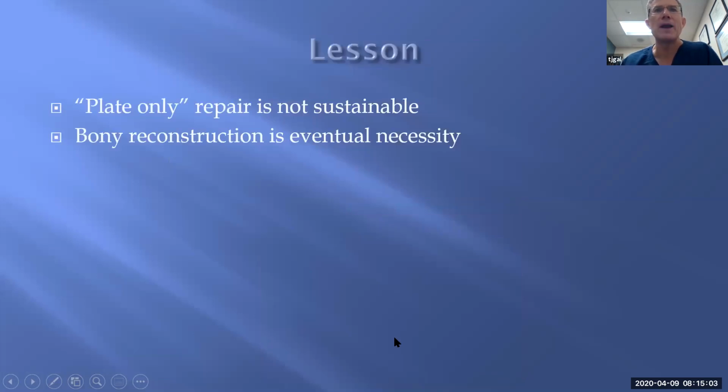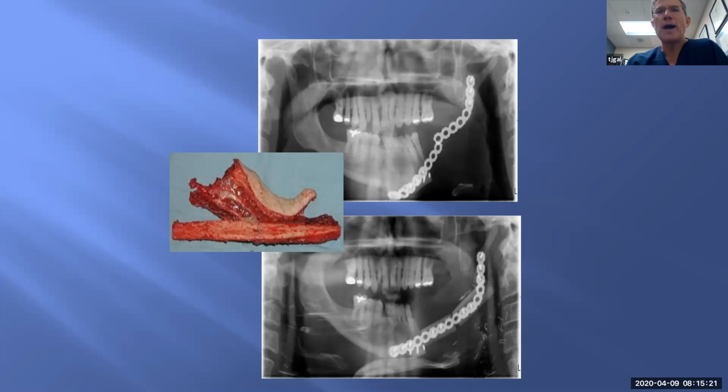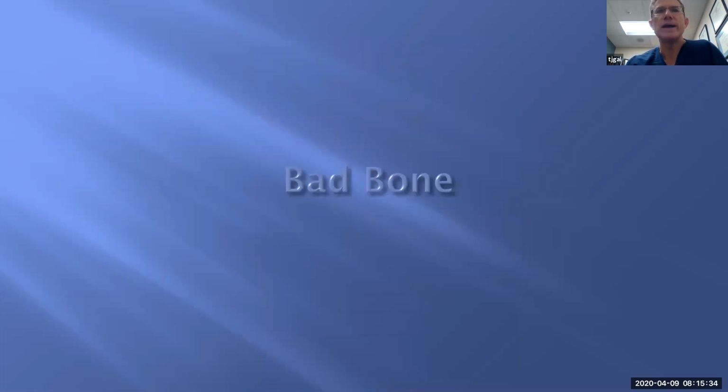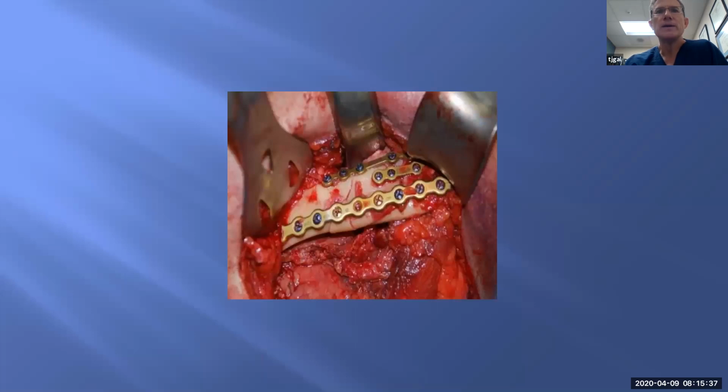And so the bottom line and the lesson out of this is very simply that plate-only repair is just not sustainable. Bony reconstruction is either preferential or eventually necessary if for some reason you're not doing it in the first place. That's a little bit of a big defect for a free bone graft, but I would recommend some sort of vascular bone.